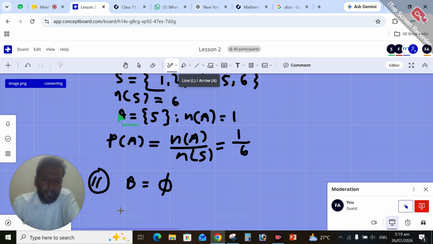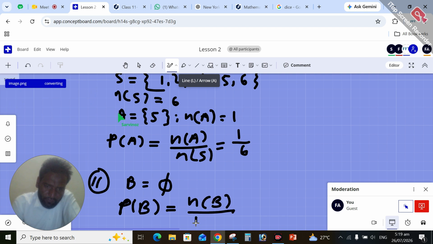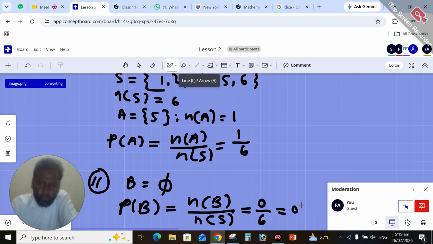So the probability of B is the number of B divided by the number of S. This is the main formula, right? There is nothing here, so we write 0 divided by 6, which is equal to 0. So the probability of less than 1 is equal to 0.